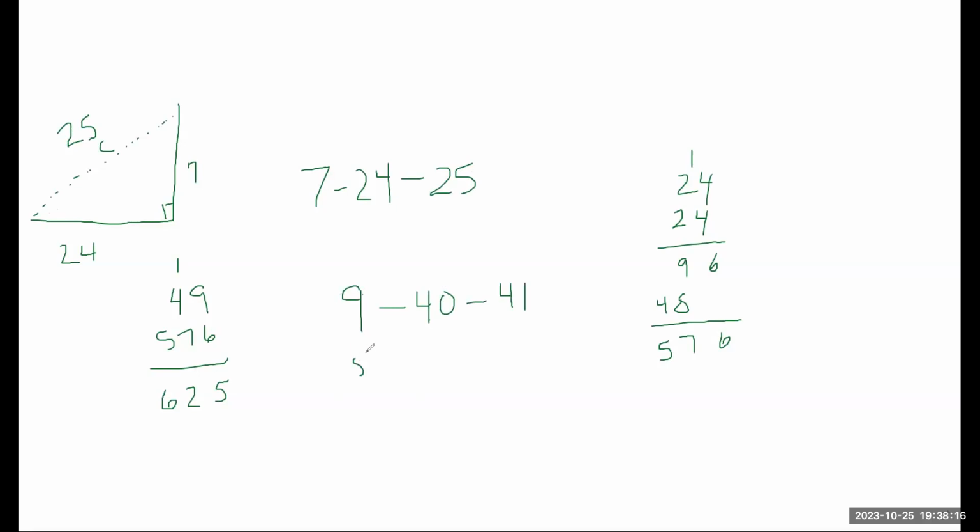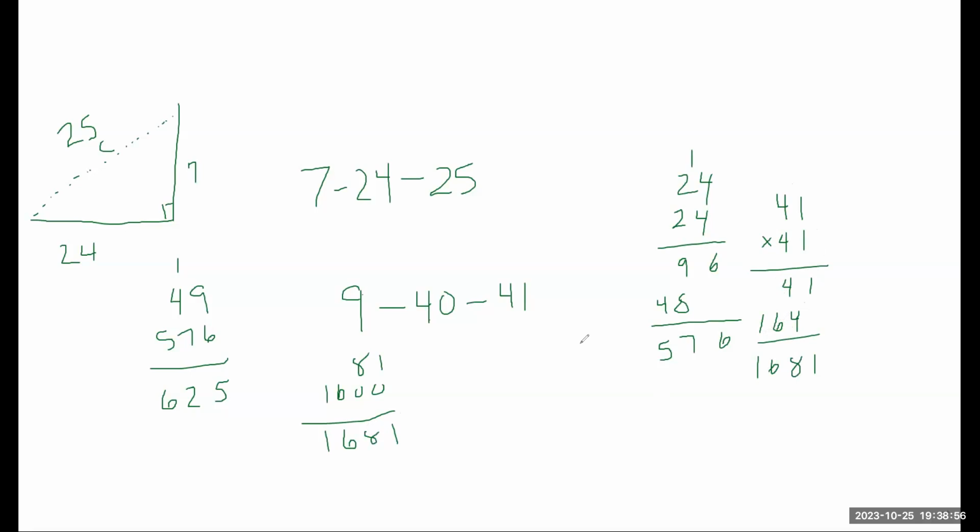9 squared is 81. 40 squared is 1600. When you add those together, you get 1681, and that should be exactly what 41 times 41 is. 41 times 1 is 41. 41 times 4 is 164, and you add these together to get your 1681. So again, these are called Pythagorean triples.